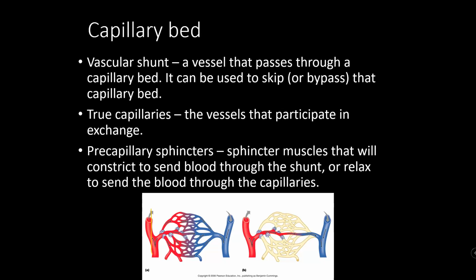So this is an arteriole, this is a venule, this is the capillary bed. This vessel that goes straight through the capillary bed is called a vascular shunt. Now, the capillaries that come off the vascular shunt have these sphincter muscles at the beginning of them. If we do not need blood to go to the tissue that this capillary bed is supplying nutrients to, those precapillary sphincters are going to constrict and close off the capillaries, and then we're going to look like this. Since the capillaries are closed off, the blood is going to go straight through the vascular shunt, and we're going to skip this tissue.